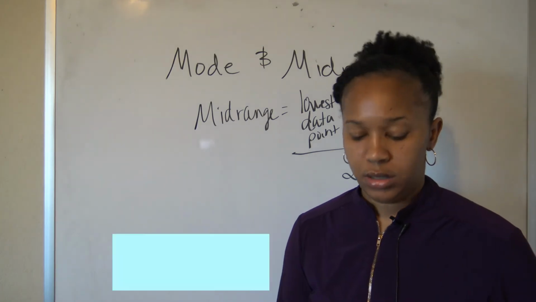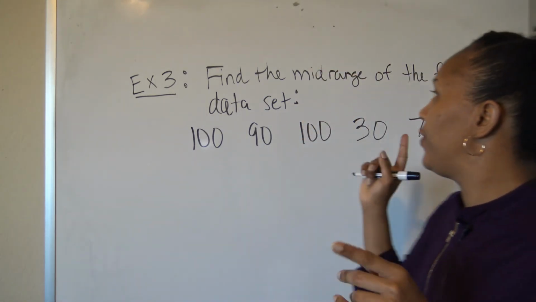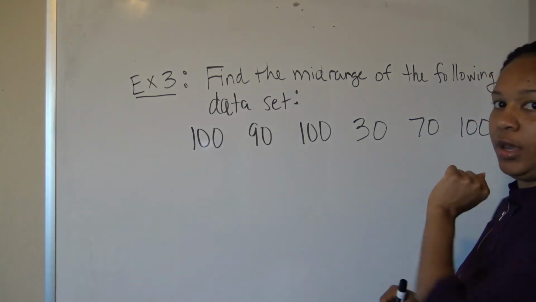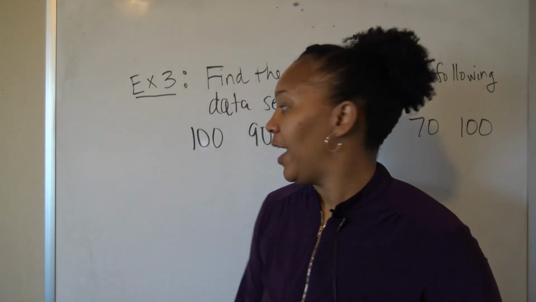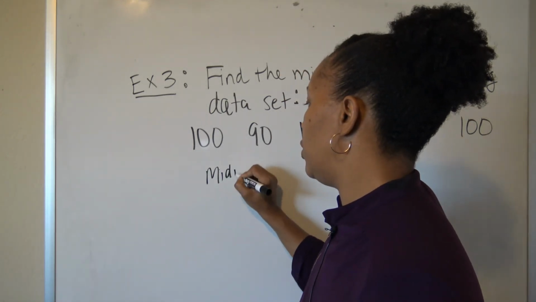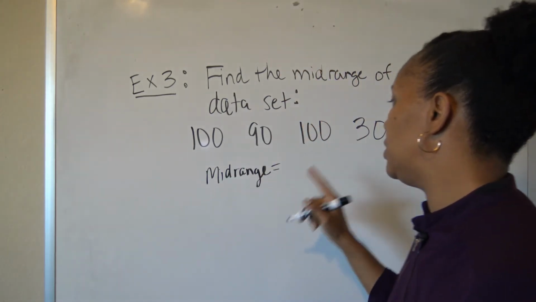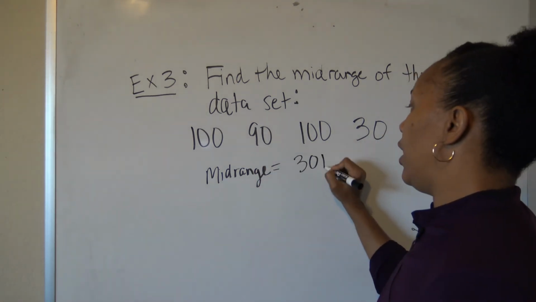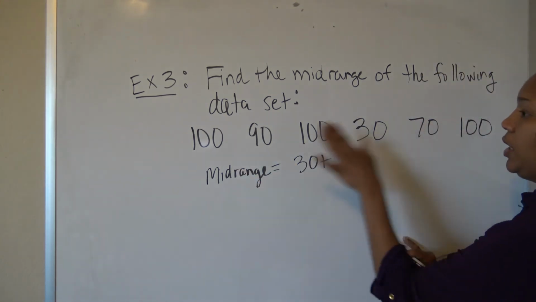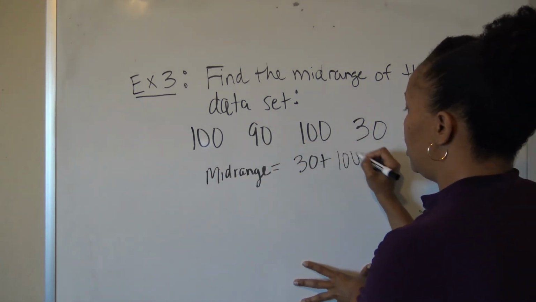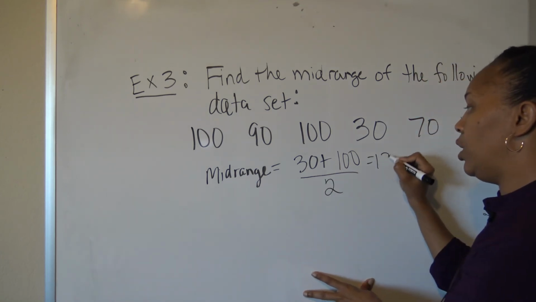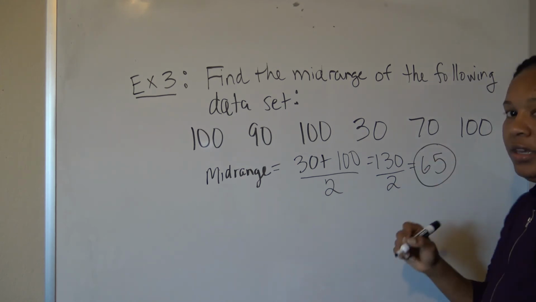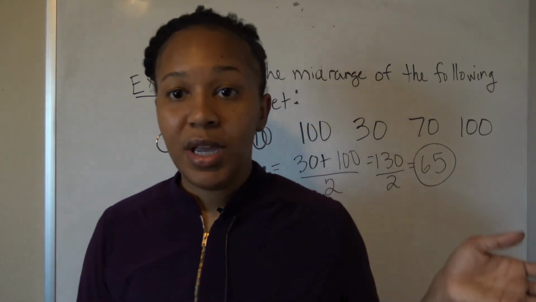So that is the formula for the mid-range. For this last example, we want to find the mid-range of the following data set. The data set has 190, 130, 70, and 100 in it. To find the mid-range, remember we take the lowest data point, the smallest data point in this set, which is 30. You add that to the highest data point, the biggest number in this set, which is 100, and then you divide it by 2. That'll be 130 divided by 2, which is equal to 65. And so we would say the mid-range is 65.